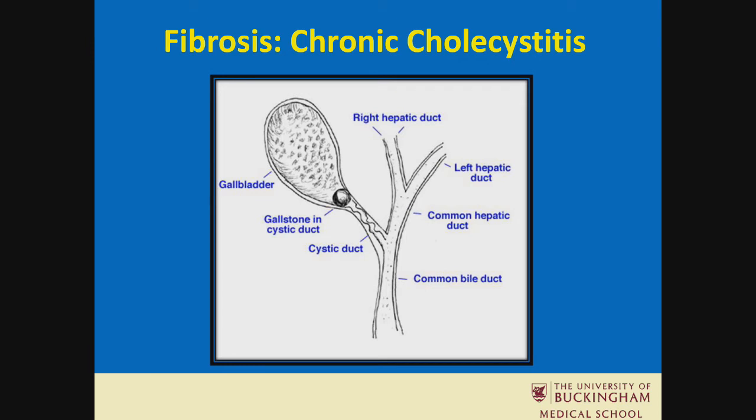Sorry, so the blockage with the gallstone, is that what then causes the acquiring of bacteria? Yeah. Obstruction leads to ischemia, and then bacteria get in, usually gram-negative bacteria, and that leads to inflammation. So repeated acute inflammation leads to chronic cholecystitis.